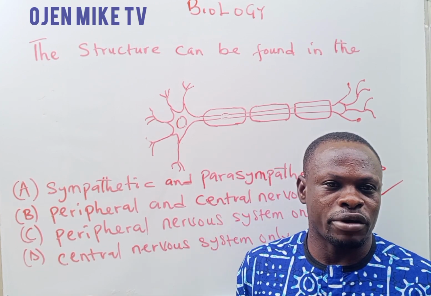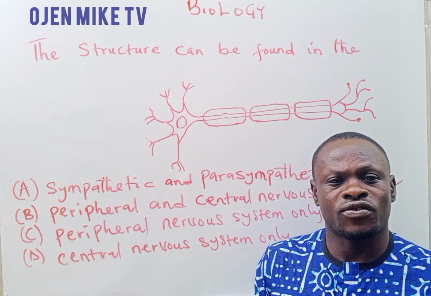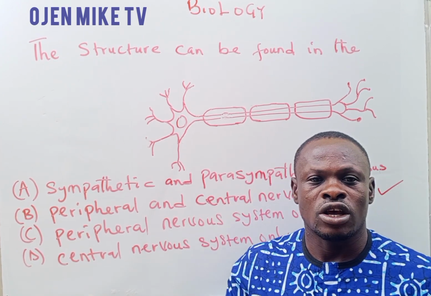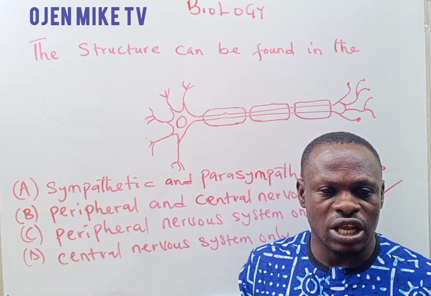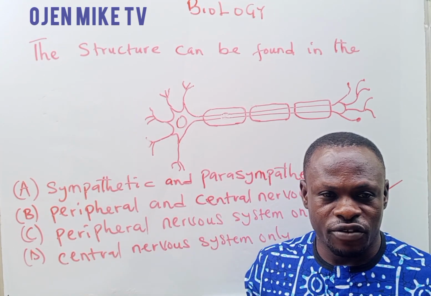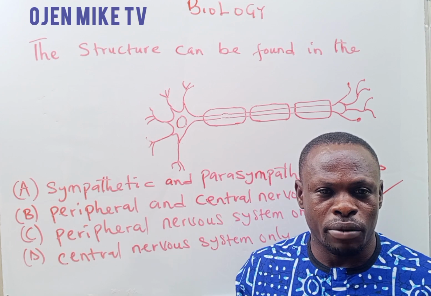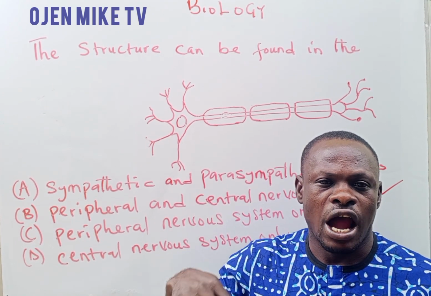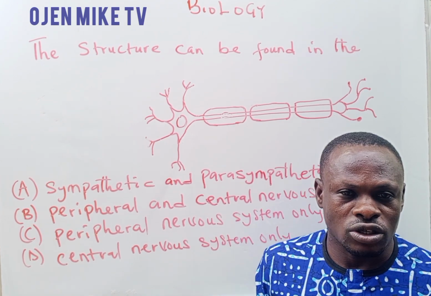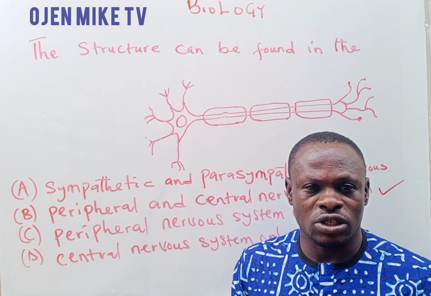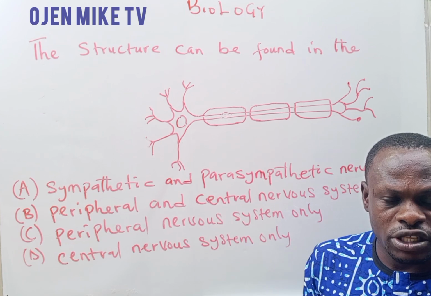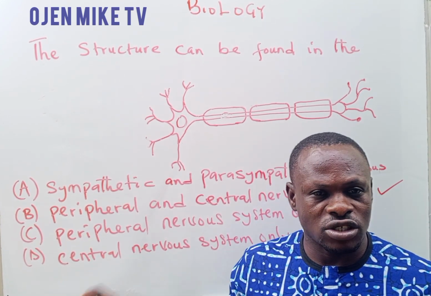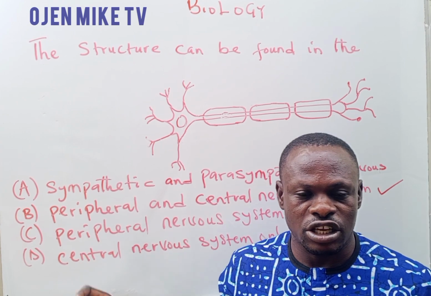If we look at the peripheral nervous system, it is divided into two. We have the somatic nervous system and we have the autonomic nervous system. But before looking at the two types of peripheral nervous system, what is the peripheral nervous system? Peripheral nervous system is nerve cells that are outside the brain and the spinal cord. Now I've just said that they are divided into two: the somatic and the autonomic. The autonomic nervous system is divided into two: we have the sympathetic nervous system and the parasympathetic nervous system.